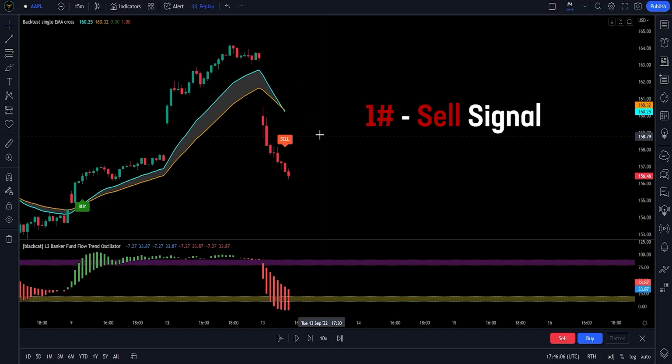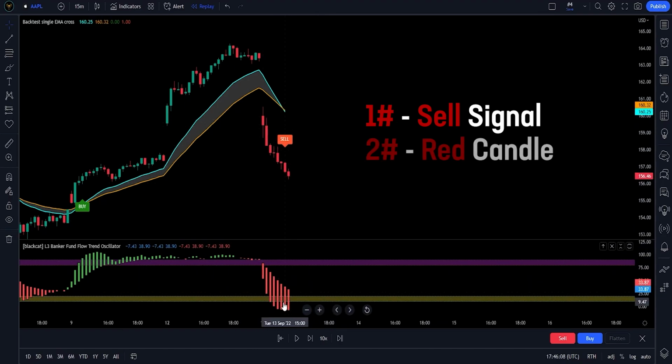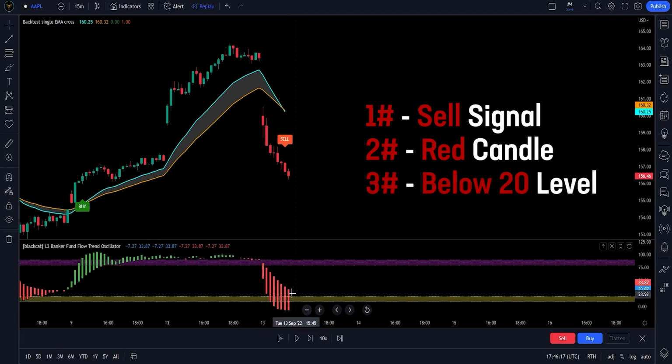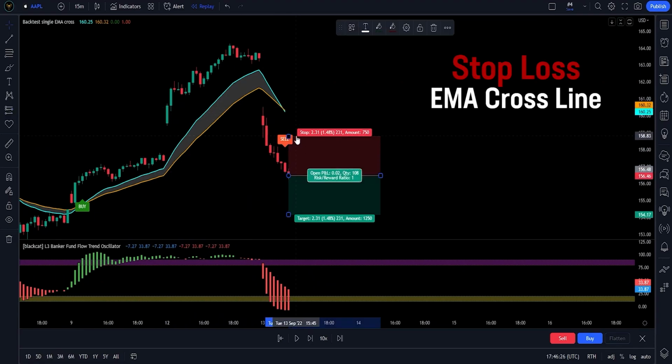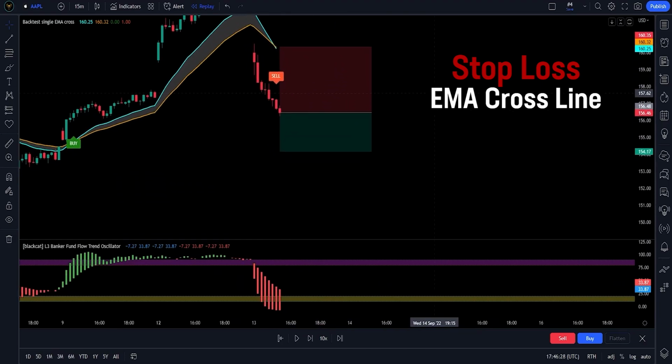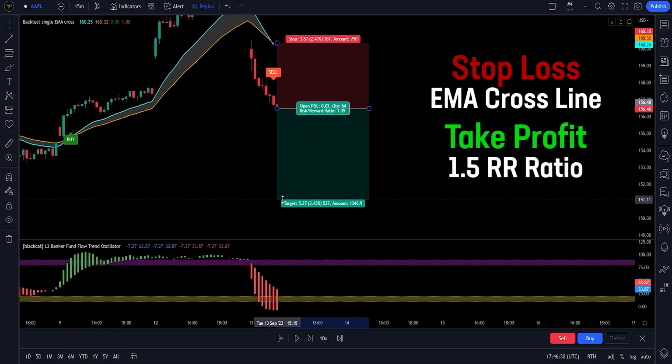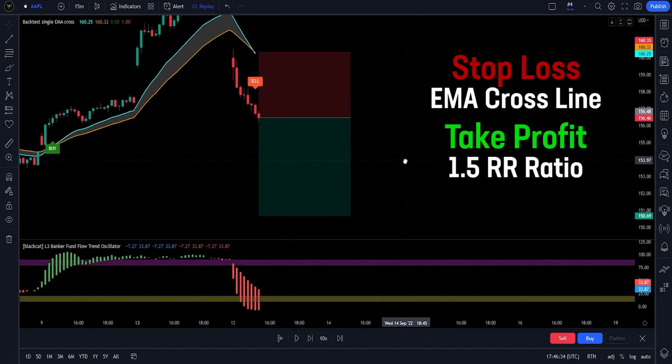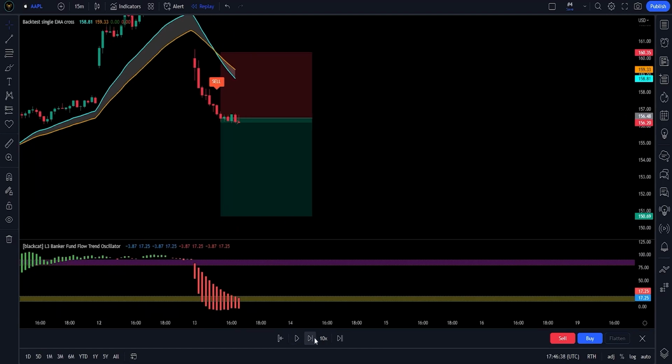This condition is met, and so is our second one, which says that the candle in trend oscillator must be red colored. Now, for our third and final rule, we need to look into trend oscillator once again and check if our red colored candle is also below 20 level. It is. Our third condition is met, and so are our 2 other conditions, meaning that we can enter a short position. Our stop loss will be set to EMA crossline, and our take profit will be set to 1.5 risk to reward ratio. Now that everything is set, let's see if we made yet another profitable trade.